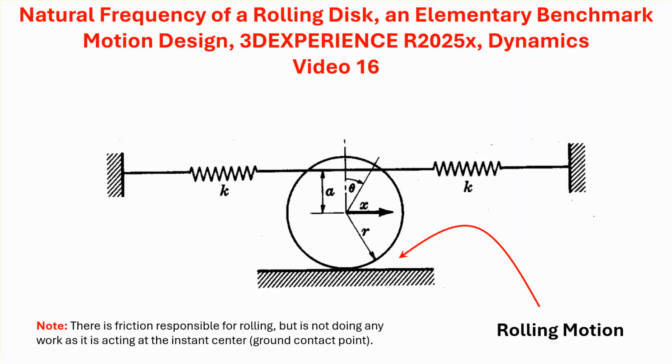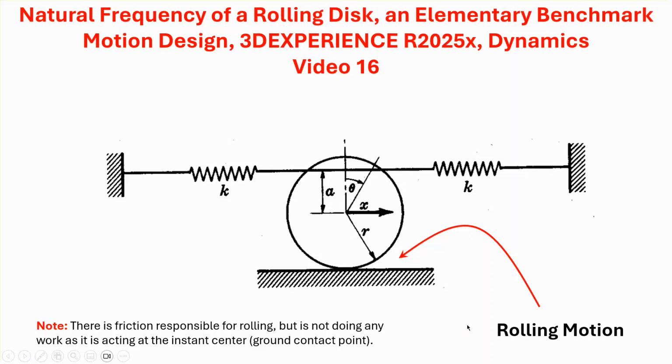It's a disk that is rolling on the ground and is attached on the two sides to two springs of the same stiffness. And what we'd like to do is find the natural frequency of oscillation, if you disturb the disk so that initially, for example, it has moved to the right and then let it go.